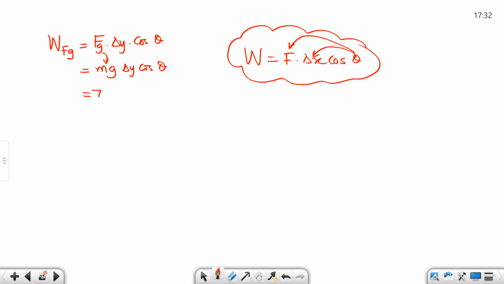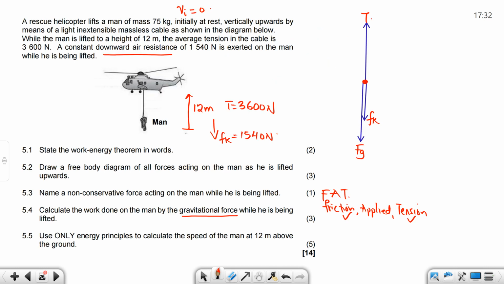Do we know m? 75. G is, and what's the height? 12. Now let's go check this. How is the object moving? The object is moving upwards. Delta Y. This guy and the T are in the same direction. Basically, this is what you just need to remember. Friction will always be 180. Any force that opposes friction, just put a 0. That's all. For friction, we would always use 180 degrees. It means this one will also be 180. This one becomes 0. Makes sense? So use friction as a guide all the time.